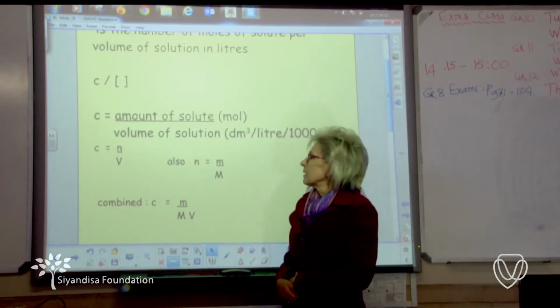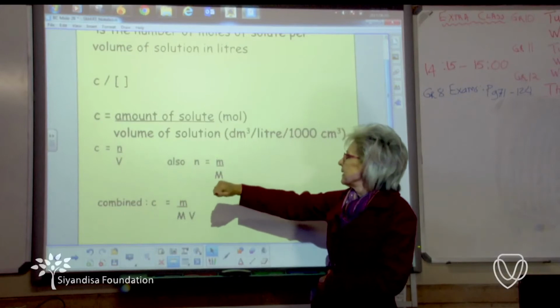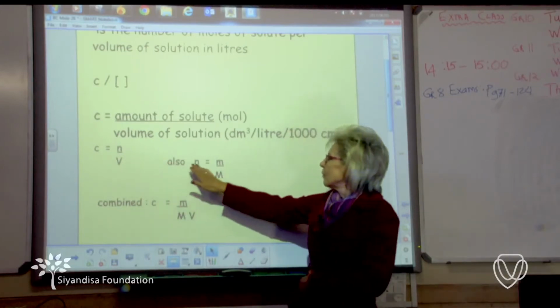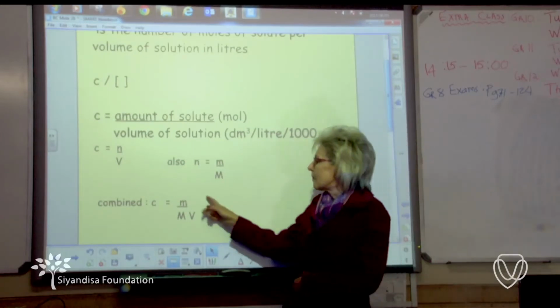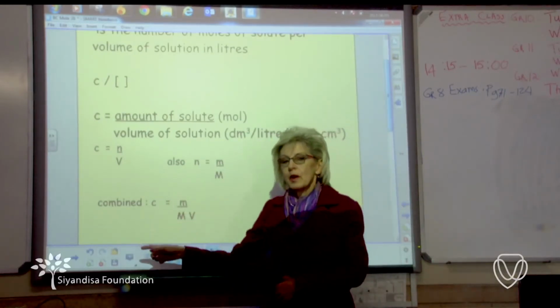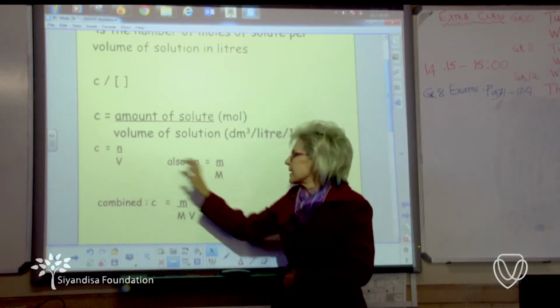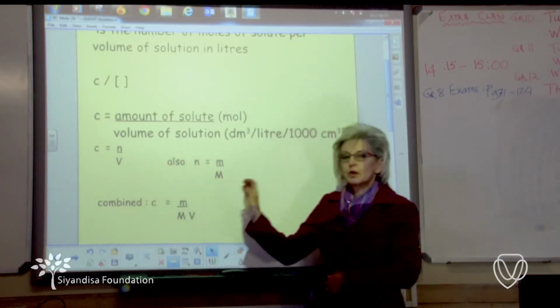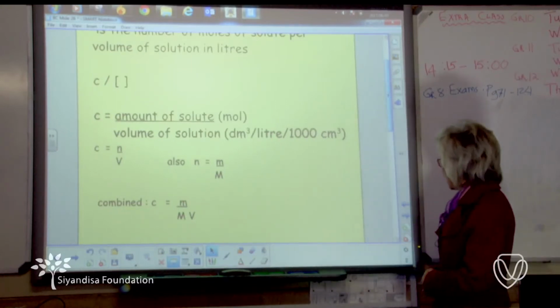Our formula then, concentration is mole divided by volume. And for the calculation of mole, we use the one that we've just been dealing with, mass over molar mass. There is a combined one, but lately the department actually prefers that we use the two separate ones. And I also think using the two separate ones indicates whether you really do understand the work.